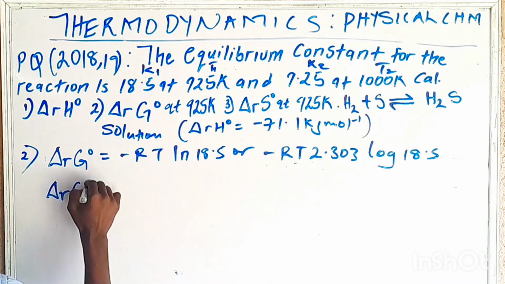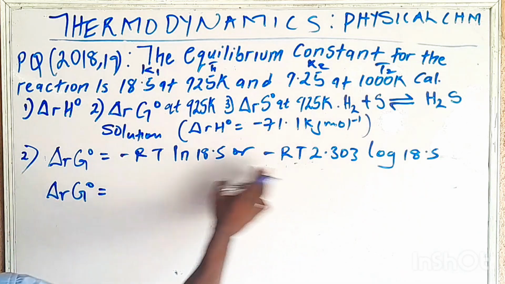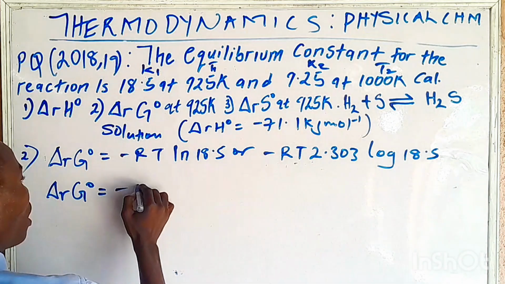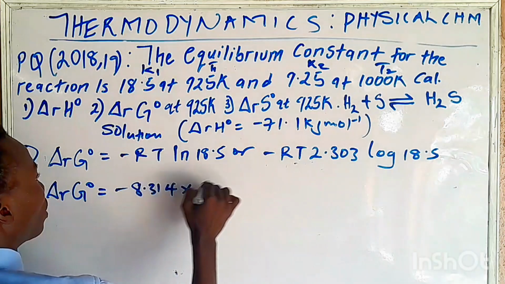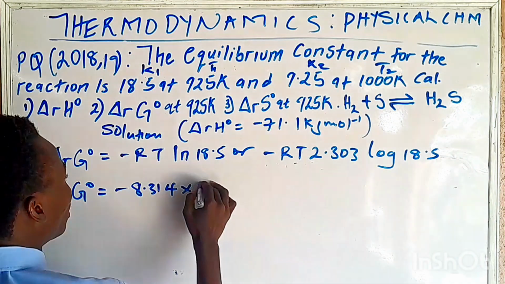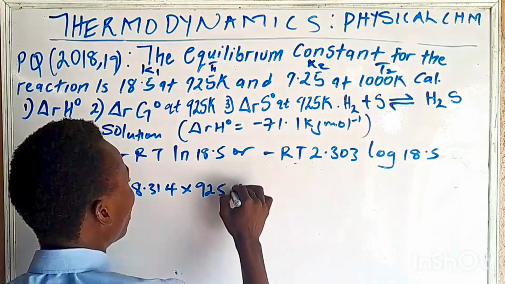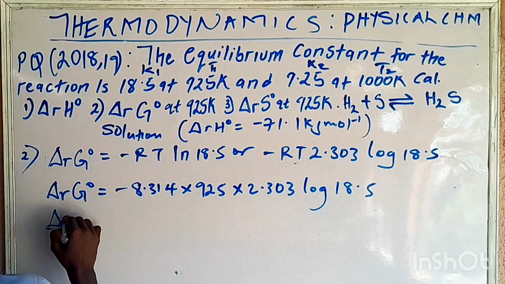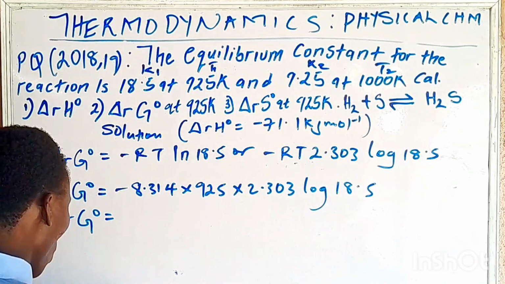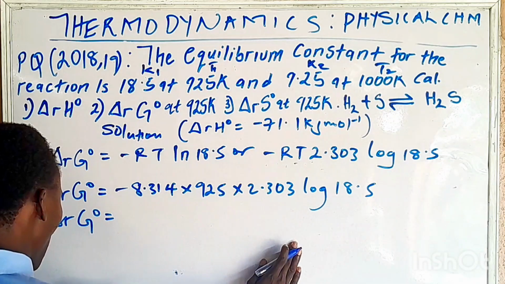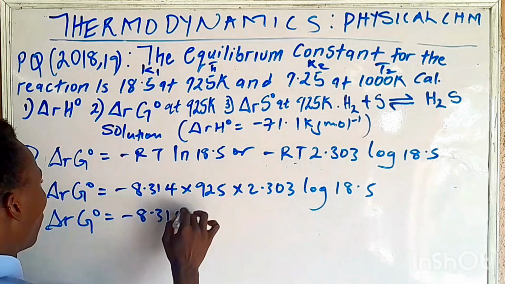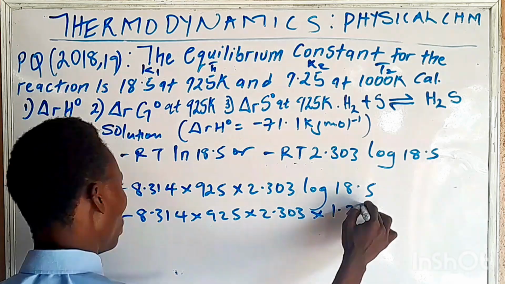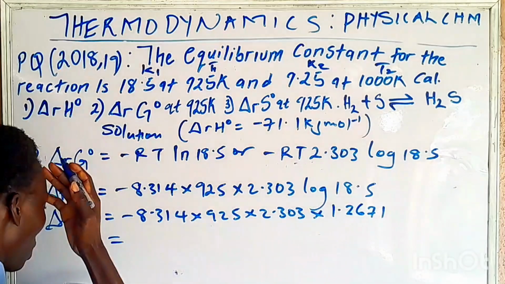So in accordance to this problem, here we go. Let's see whether we are going to be on the right path. Anyway, I'm using this one. You can try this one at your end. So this one will be minus 8.314 times the temperature at which it is taking place, 925, times 2.303 followed by log of 18.5. After finding the value of log of 18.5, that results to the value of minus 8.314 times 925 times 2.303 times 1.2671.